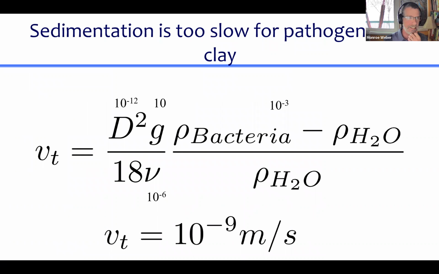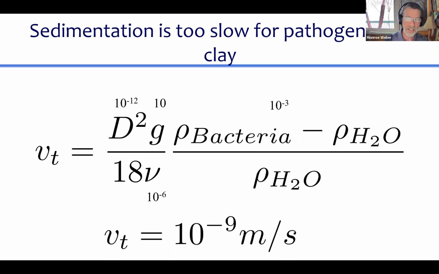And here's the question. Given that that's the equation, will a bacteria cell settle fast enough that we can just use sedimentation to get it out of the water? This is just taking that equation and plugging in order of magnitude estimates for the various things. A bacteria cell is 10 to the minus 6 meters, a micrometer in diameter. So when you square that, you get 10 to the minus 12.